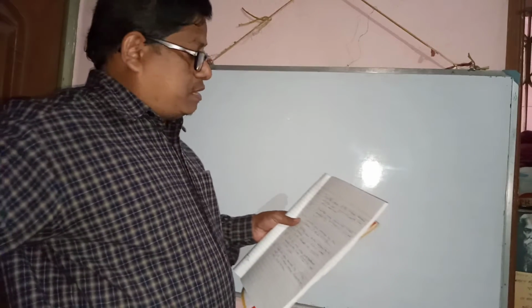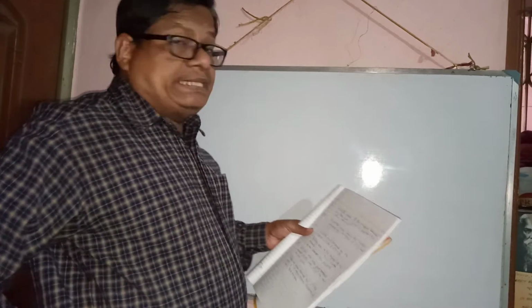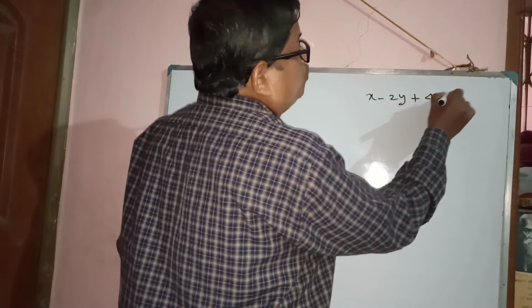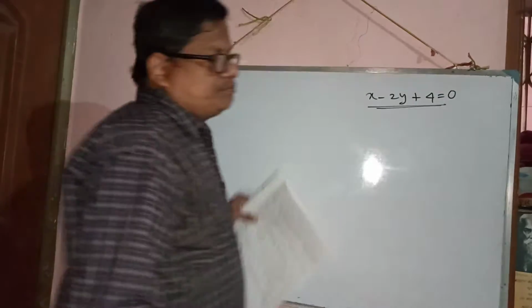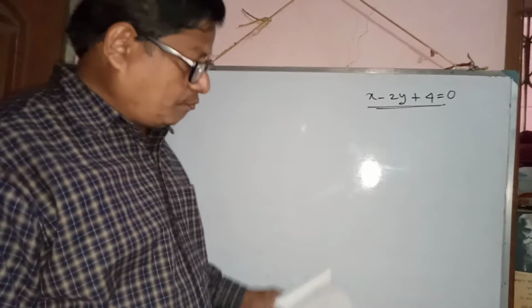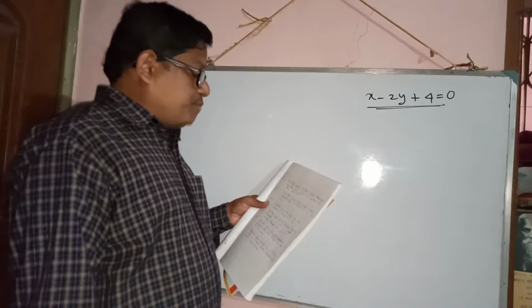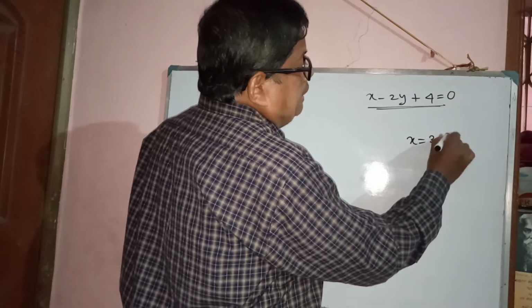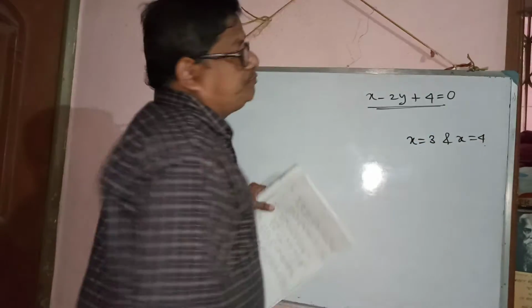Suppose we need to find the area above the x-axis bounded by a line. The line given is x minus 2y plus 4 equal to 0, the equation of a straight line, and it is bounded by x equal to 3 and x equal to 4. Find the area above the x-axis.